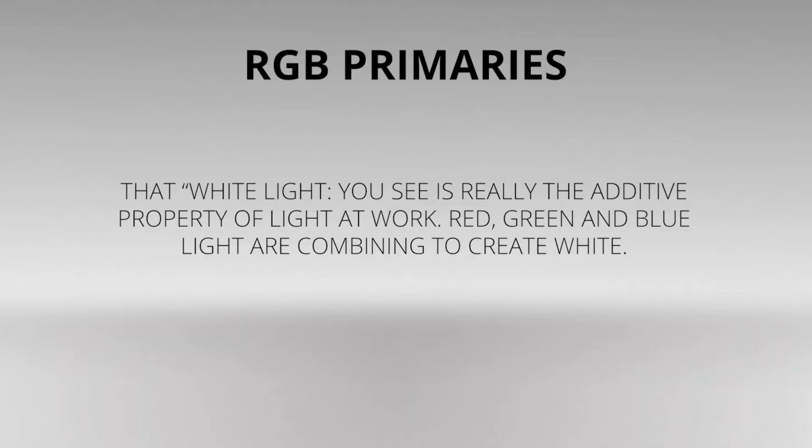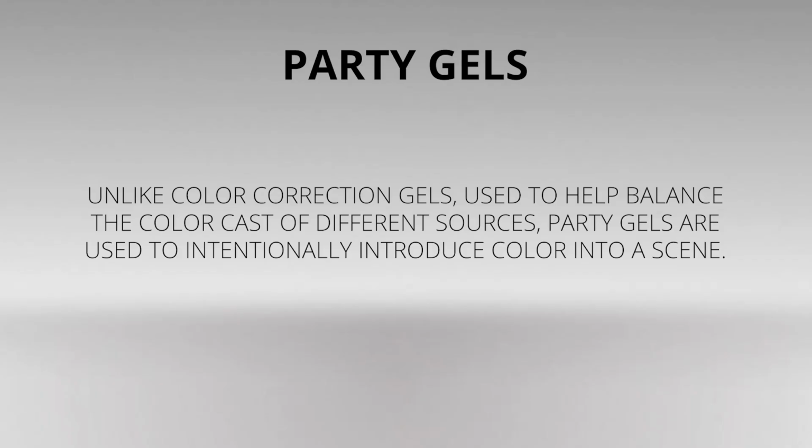Getting natural looking colors is a great place to start, but once you've got the white balance all set, you may want to use color to create a mood in your scene. That white light you see is really the additive property of light at work. Red, green, and blue light are combining to create white. In fact, these 3 primary colors combine in different variations to form every color of light that your camera sees. We can, of course, filter out some color in order to give our scene the look we want, using what are commonly referred to as party gels. Unlike color correction gels, used to help balance the color cast of different sources, party gels are used to intentionally introduce color into a scene. It's an important attribute of light we can manipulate to sell our story.